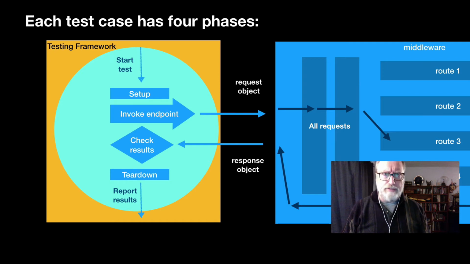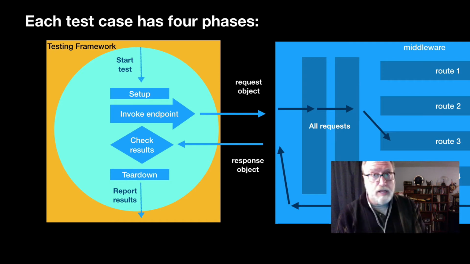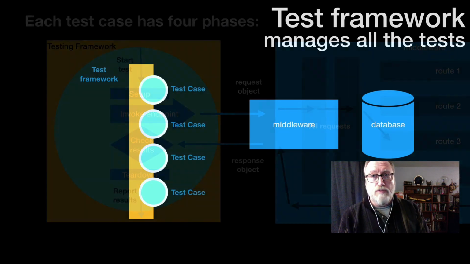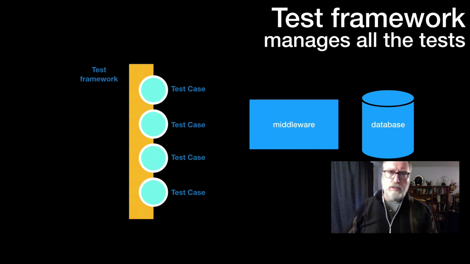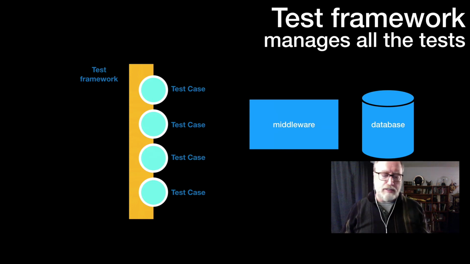All right, 4 phases in each test case. Now, it takes a lot of test cases to run through all of the various functions of an endpoint, so we use a test framework to manage all of these test cases. Our test framework is called Mocha, and it provides a test runner, among other things.